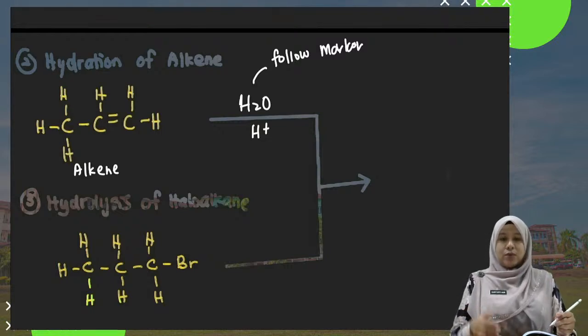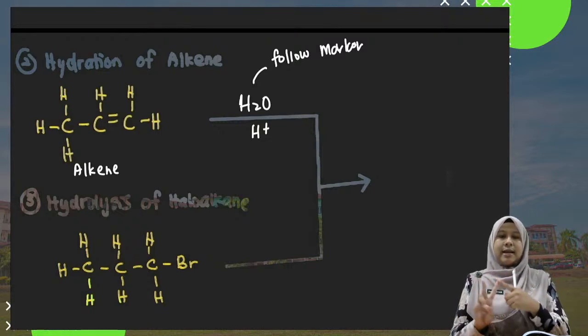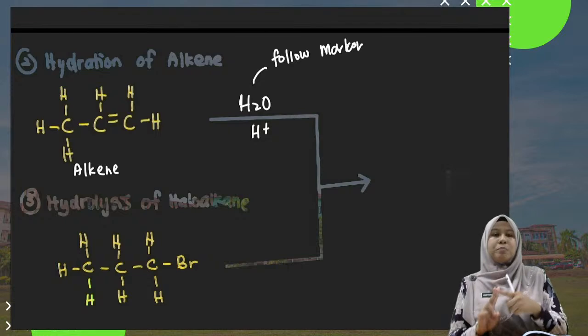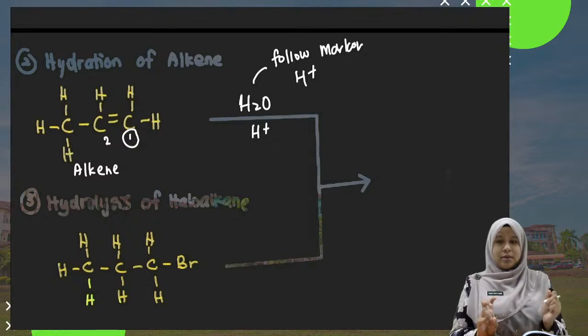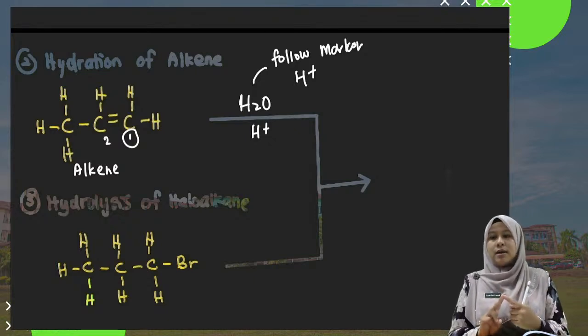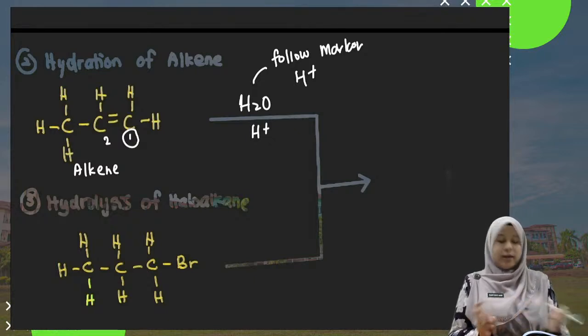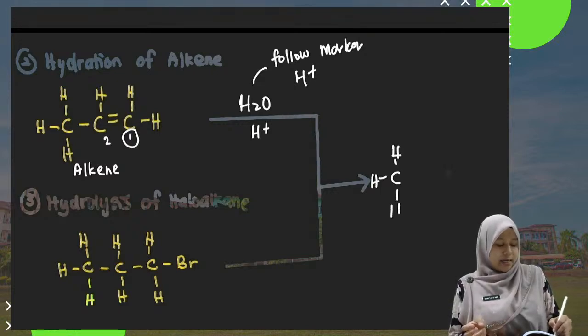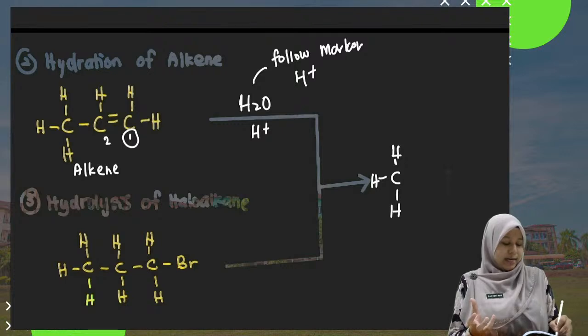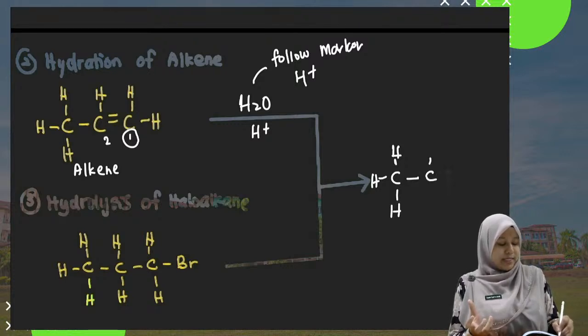So in water we have two ions, H plus and OH minus. So H plus will follow the Markovnikov rule. So dia akan masuk dekat carbon yang pertama because carbon number 1 has higher number of hydrogen. So here you will have, ingat reaction occur at functional group only. Okay, the rest carbon kita just copy sahaja.